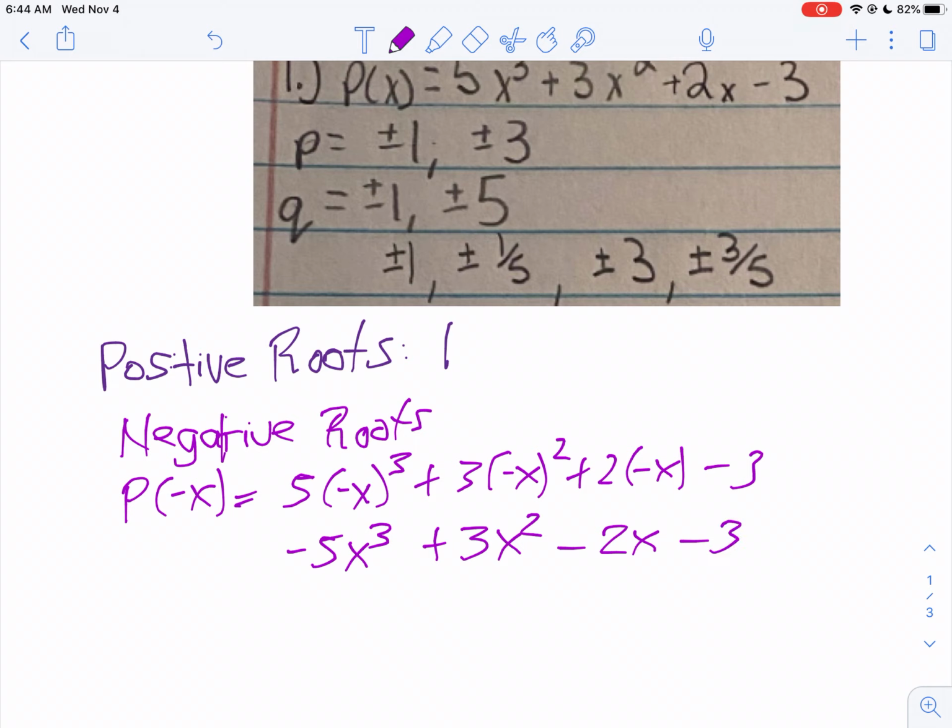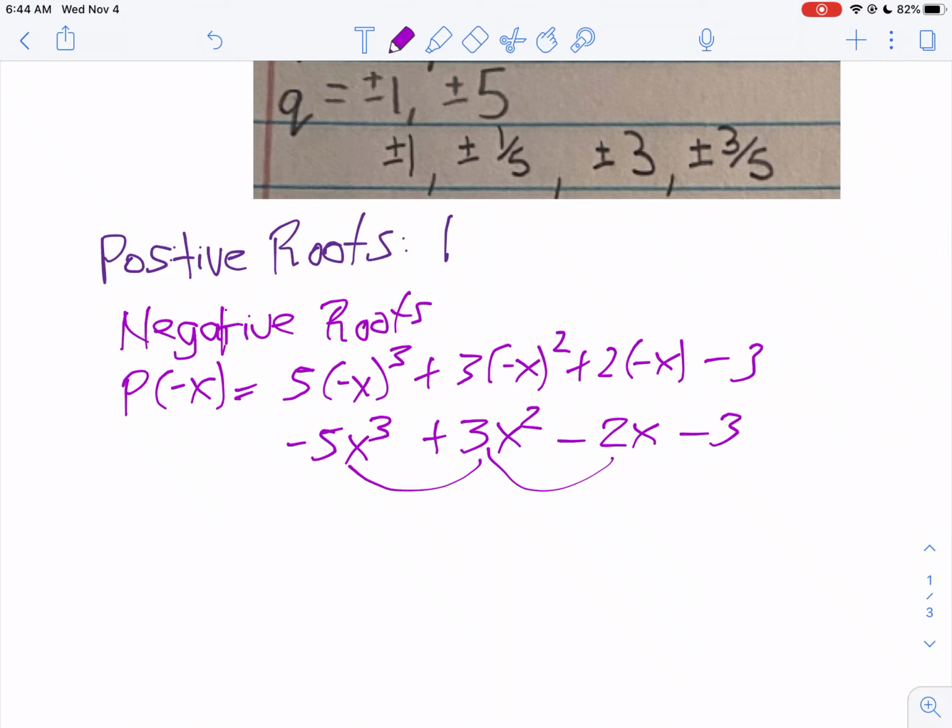Now, let's count the sign changes. We start with negative, we go positive, that's one sign change. From a positive to a negative, that's another sign change. And then from a negative to a negative, that's not any sign changes at all.